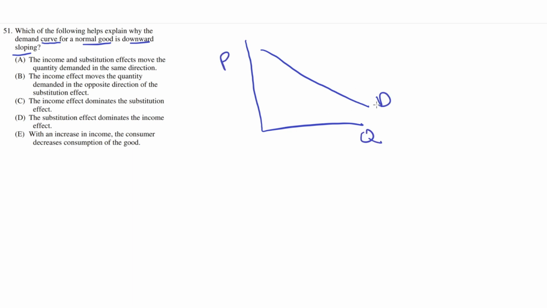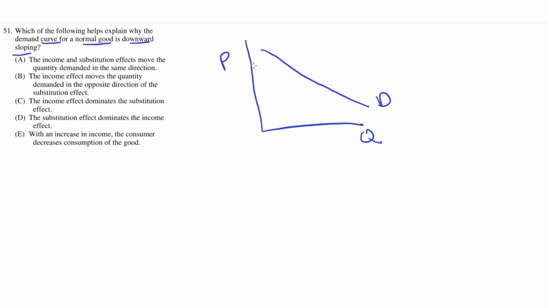Which of the following helps explain why the demand curve for a normal good is downward sloping? So in this question, we're asked to explain why the demand curve for a normal good is downward sloping. So basically, they're asking us why the demand curve is in this shape, where it's downward sloping.